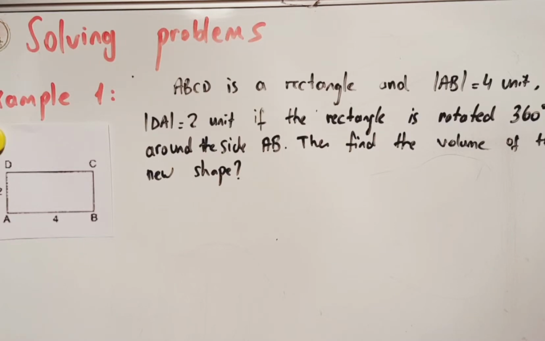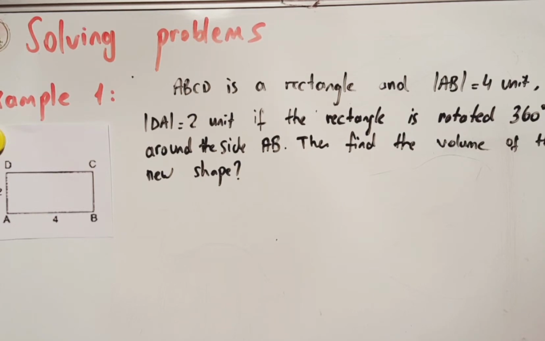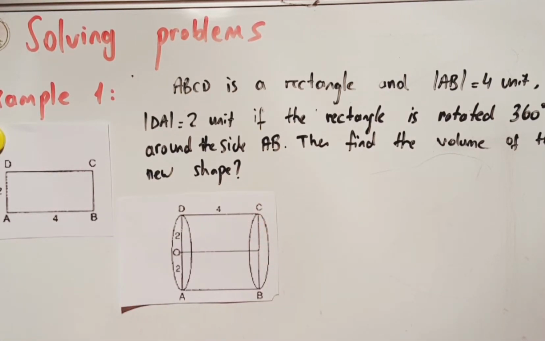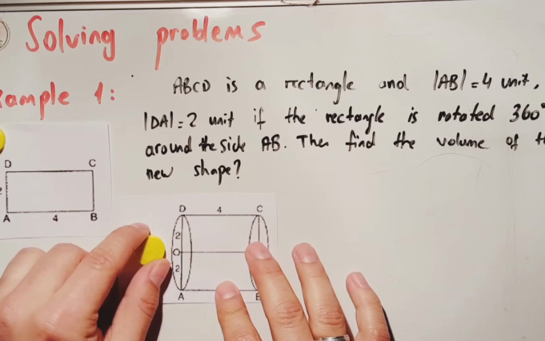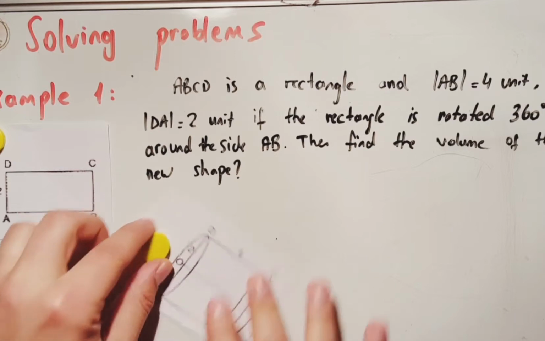In this section, we are going to solve some problems. In the first example, ABCD is a rectangle and AB is 4 units, DA is 2 units. If the rectangle is rotated 360 degrees around the side AB, then find the volume of the new shape. If we rotate the rectangle 360 degrees around side AB, we will have one cylinder like this. And we have a top circle and here the bottom circle.